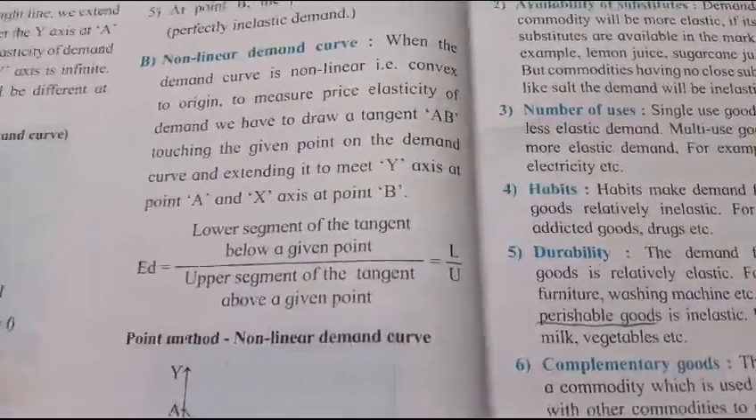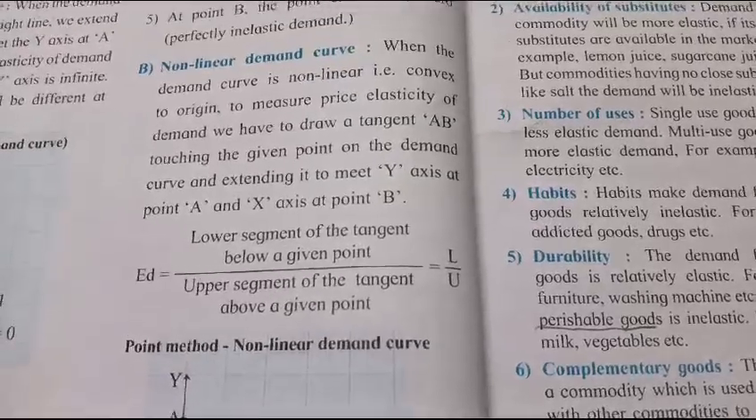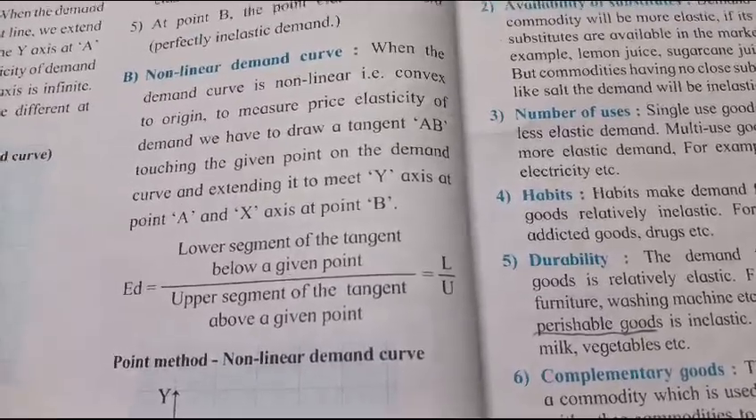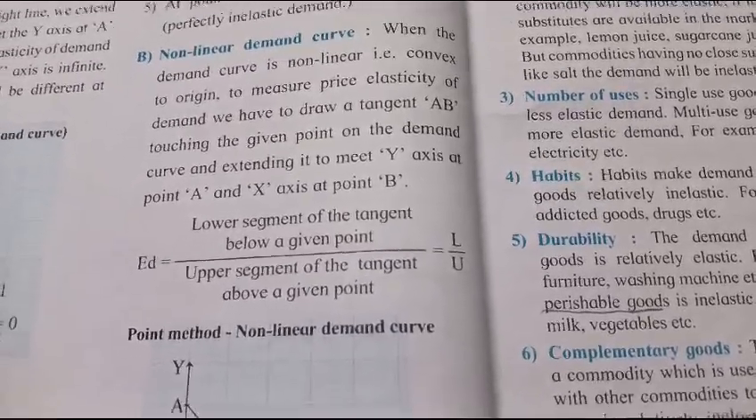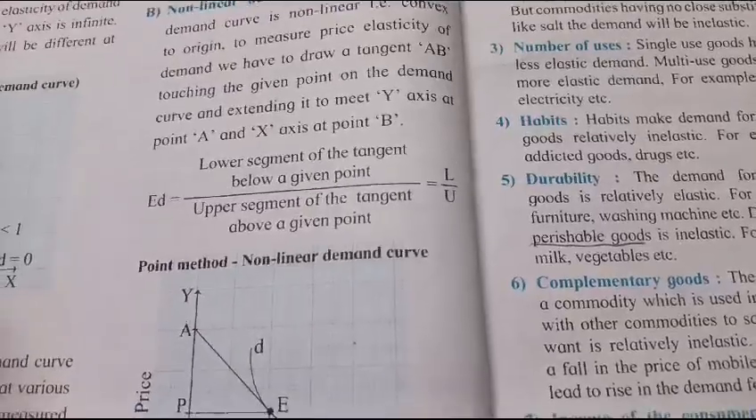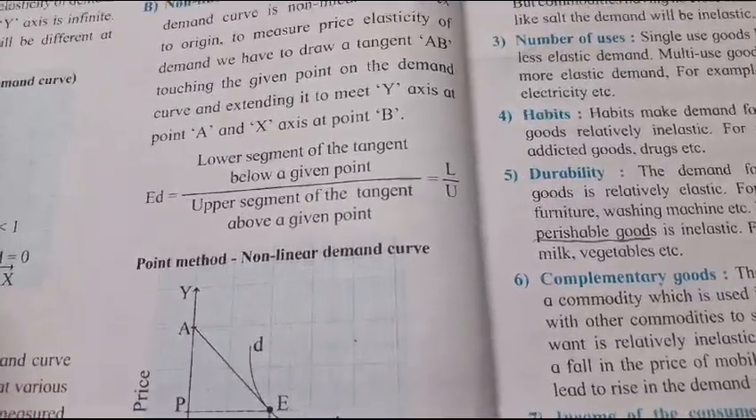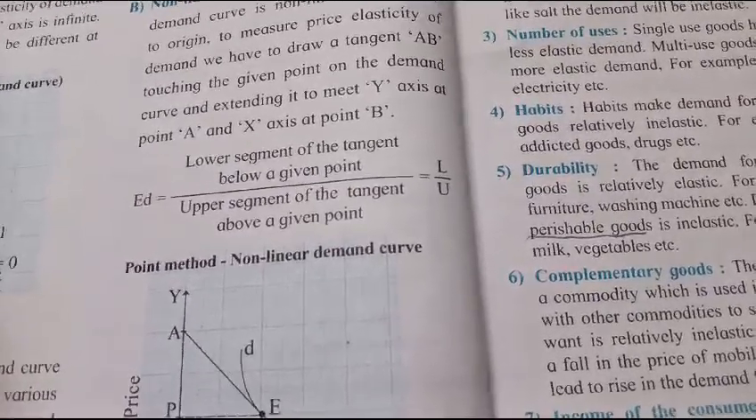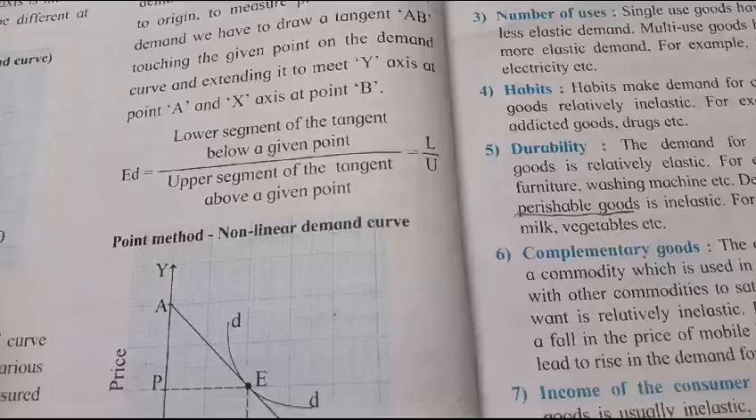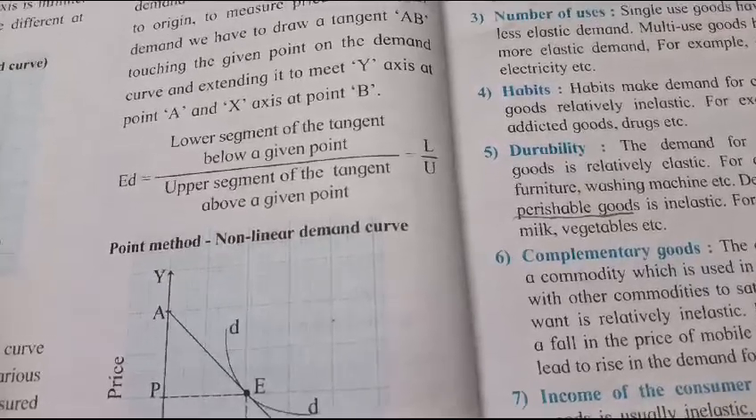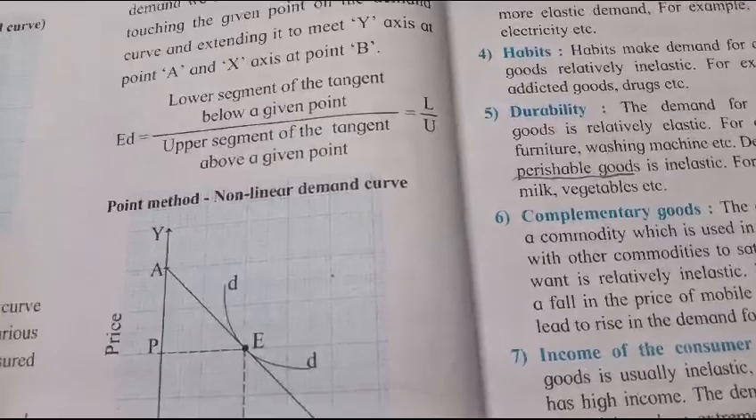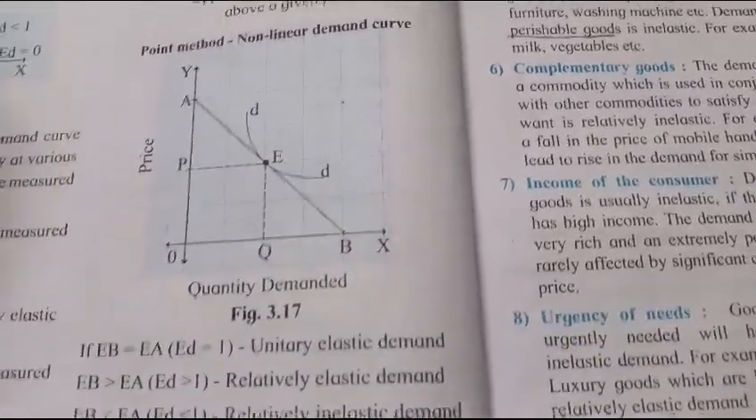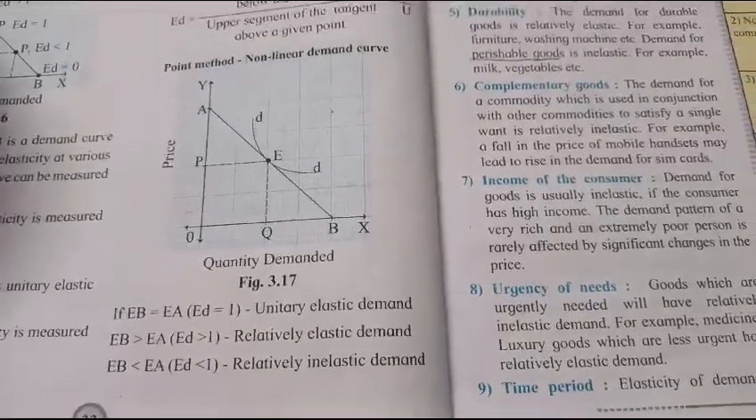B. Non-linear demand curve. When the demand curve is non-linear, which is convex to origin, to measure price elasticity of demand, we have to draw a tangent AB touching the given point on the demand curve and extending it to meet y-axis at point A and x-axis at point B. ED is equal to lower segment of the tangent below a given point by upper segment of the tangent above a given point, equal to L by U. Figure 3.17.